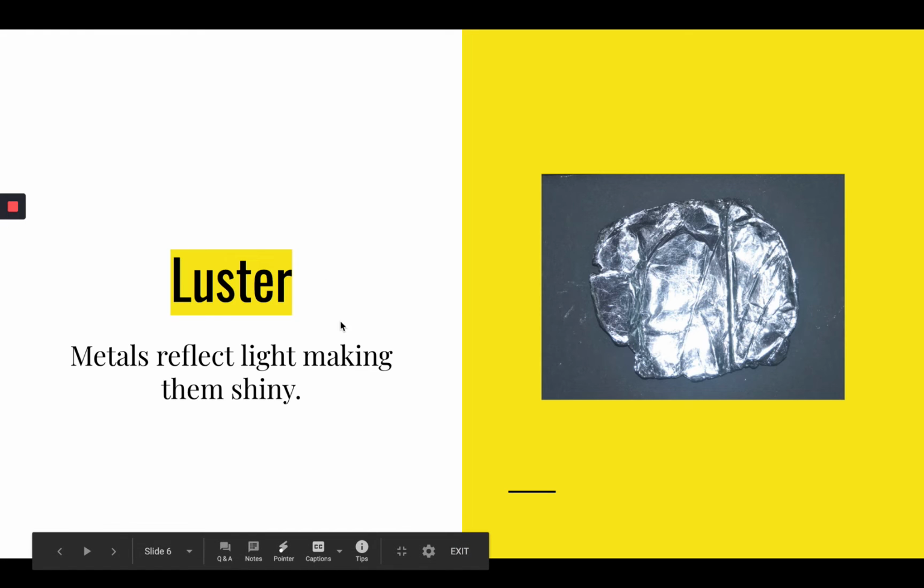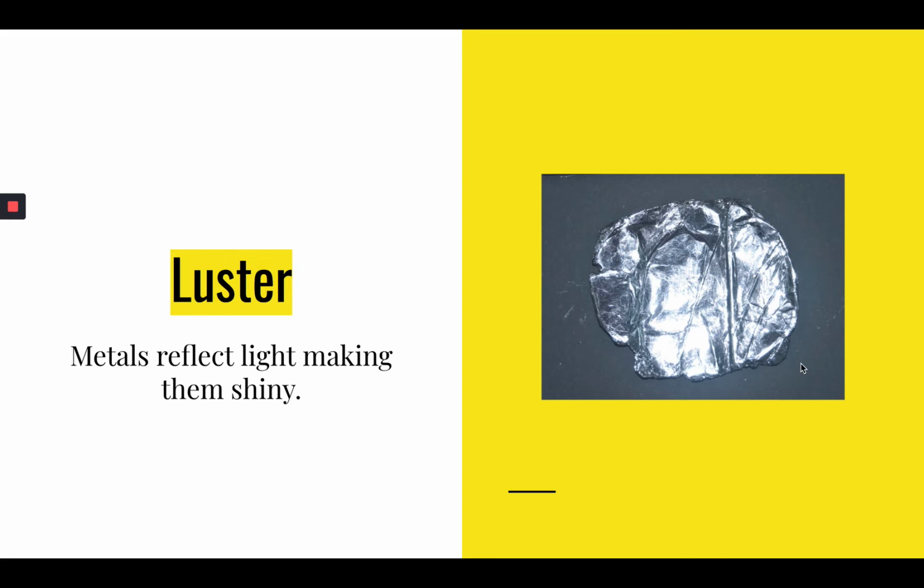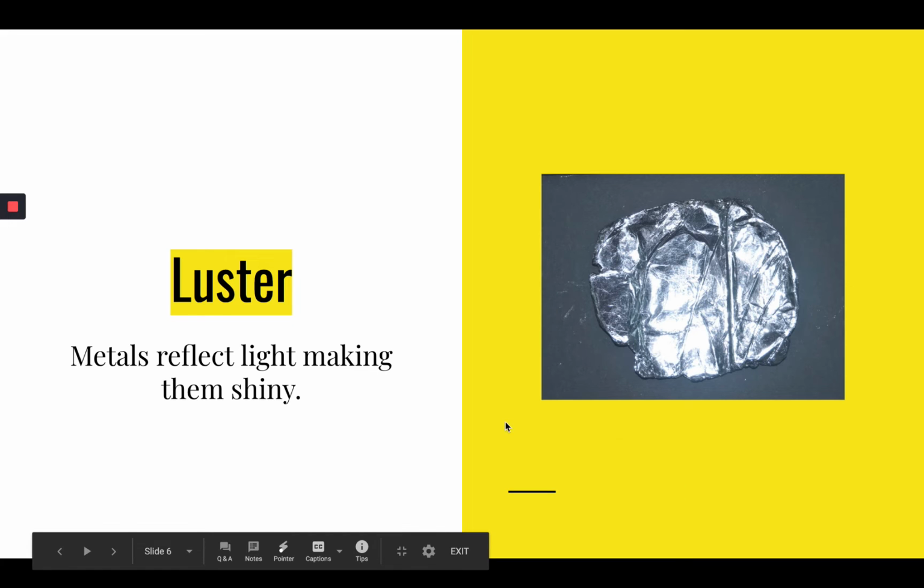Luster. Metals reflect light, making them shiny. So they have shiny or metallic luster. You usually see this by their ability to reflect the light that is shown on them.